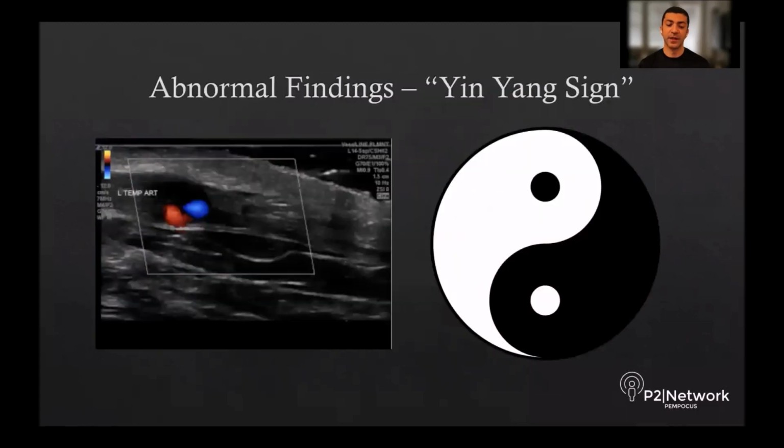The most common sign is finding an anechoic lesion, and once applying color Doppler, seeing turbulent blood flow in that lesion. So you'll see both red and blue color in the lesion that represents blood going away from the probe and towards the probe. And this represents the yin and yang sign.